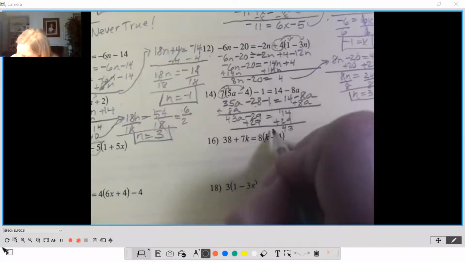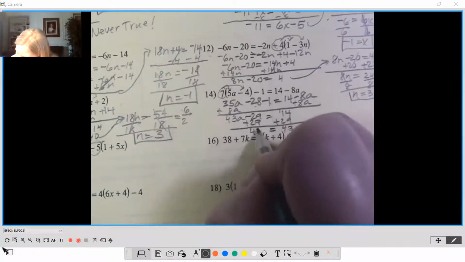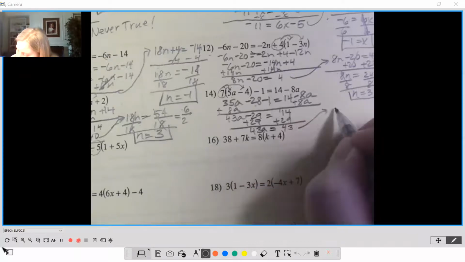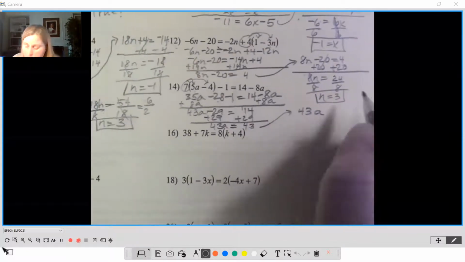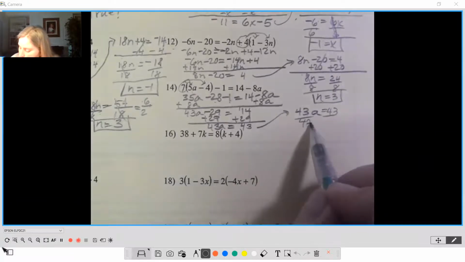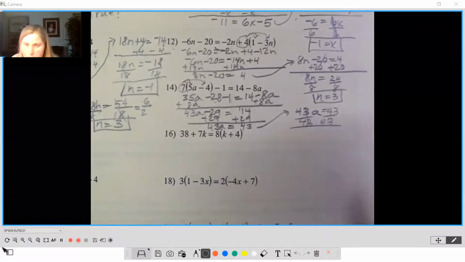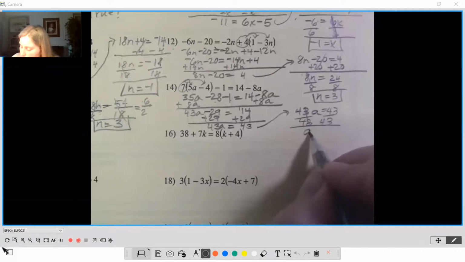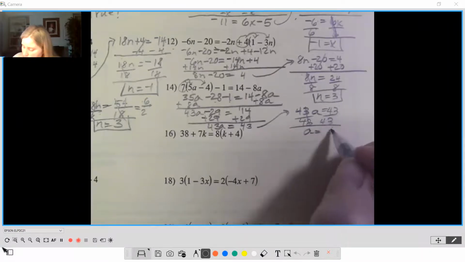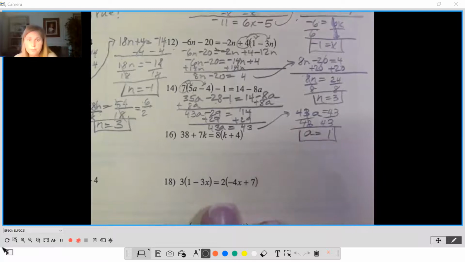That gives us 43 equals, I am squeezing that in there, 43a. So 43a equals 43. Divide each side by 43. 43 divided by 43 is 1. So we have 1a equals 43 divided by 43 is 1. So a equals 1.